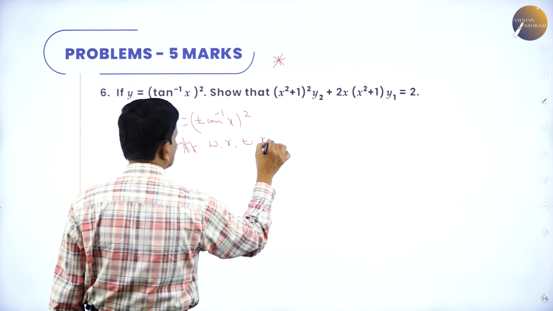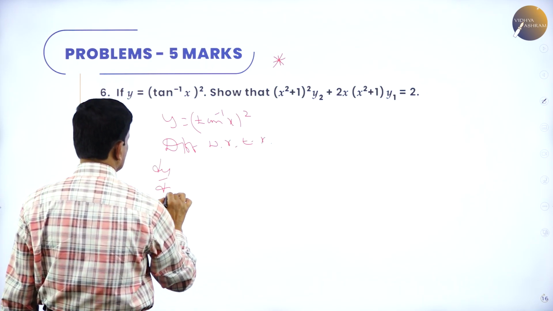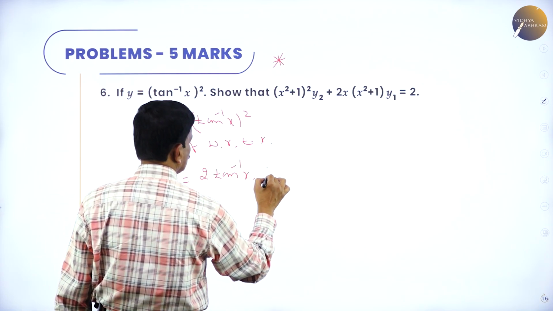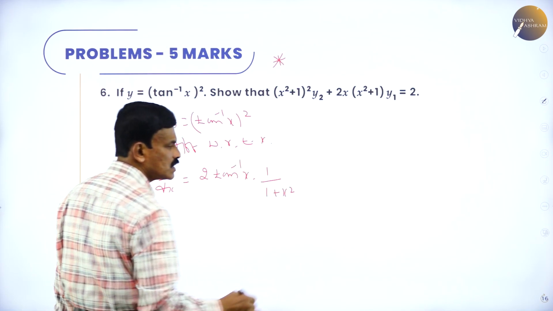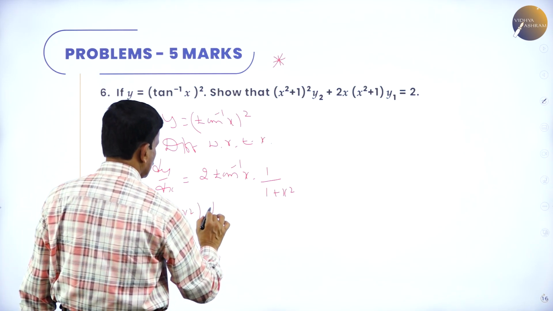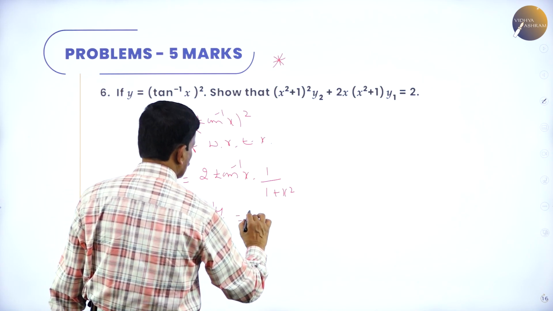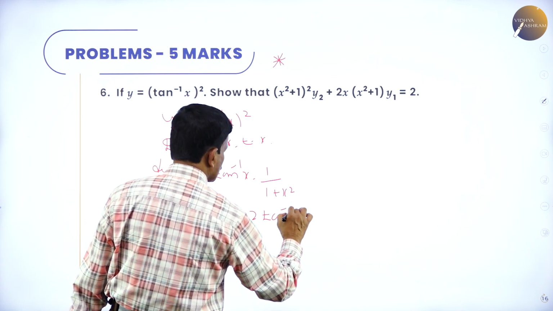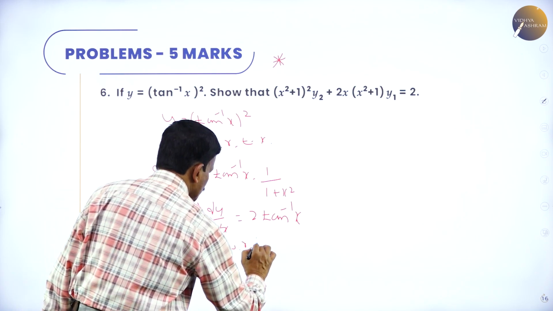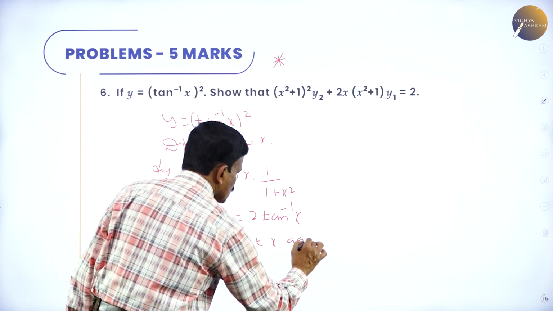Differentiating with respect to x, dy by dx is equal to, what is n? n is 2. 2 tan inverse of x into differentiation of tan inverse x, which is 1 by 1 plus x square. Cross multiply this. 1 plus x square into dy by dx is equal to 2 tan inverse of x. Now differentiate again. Differentiating with respect to x again on both sides.